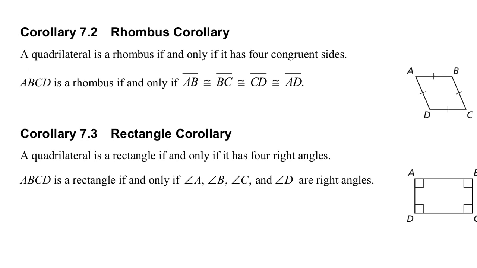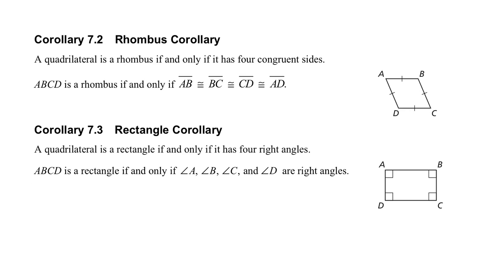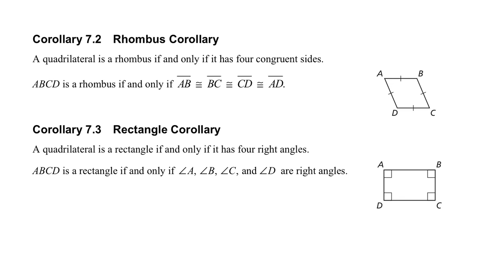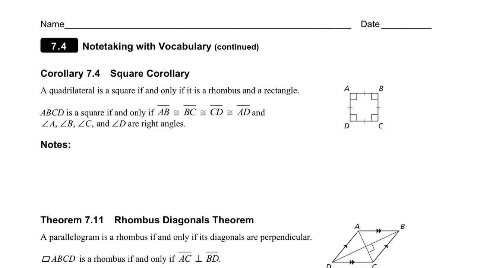Everything we have here is going to be some biconditional statements. So a quadrilateral is a rhombus if and only if it has four congruent sides. So you can go either way on this one. Same thing with the rectangle: a quadrilateral is a rectangle if and only if it has four right angles. So if you have a quadrilateral with four right angles, then it's a rectangle. So we have our biconditional statements. A square, if and only if it is a rhombus and a rectangle. So that's the big one here. It has to be both, which means a square takes on both properties.